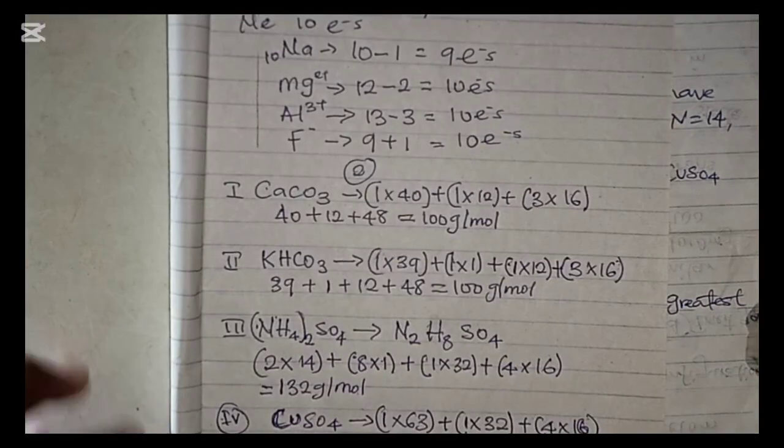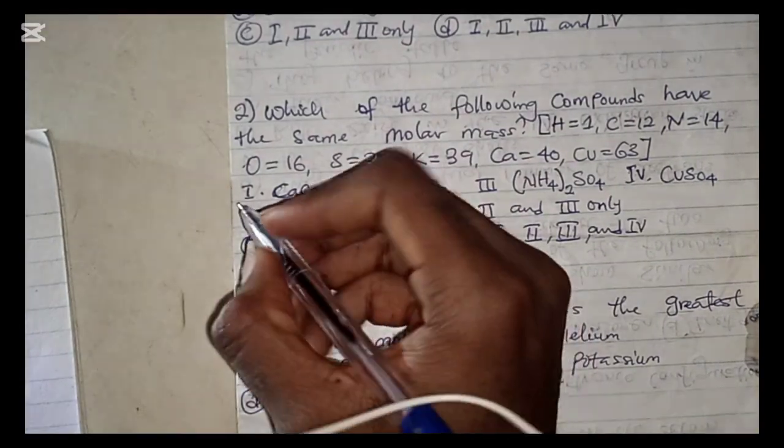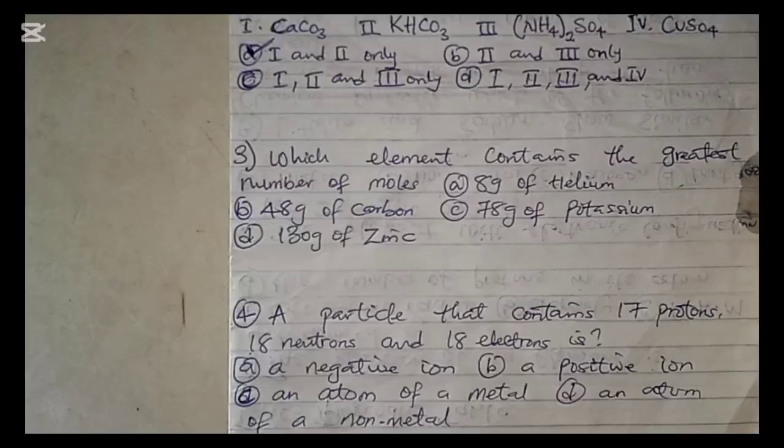Now, the question says, which of the following compounds have the same molar mass? I and II alone. They are the only ones. So our answer is Option A. Question 3 says, which element contains the greatest number of moles?